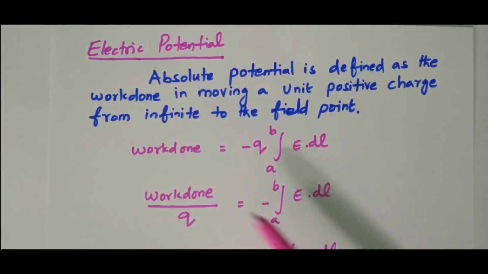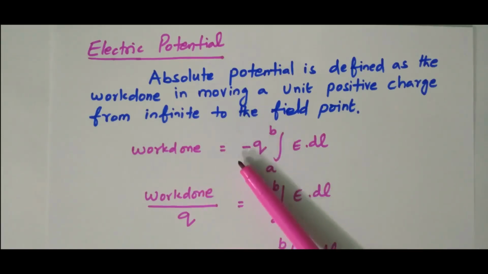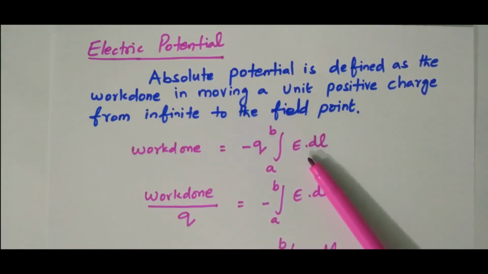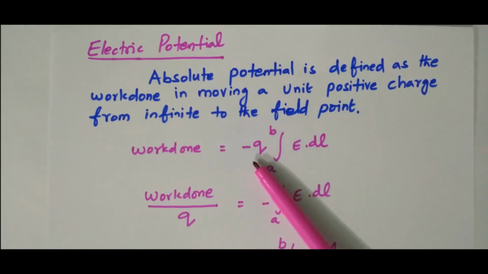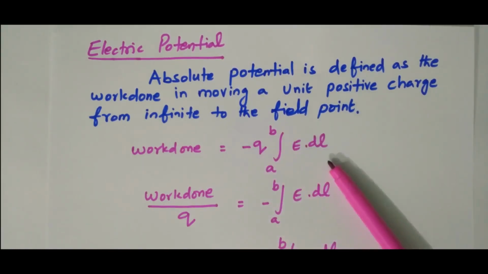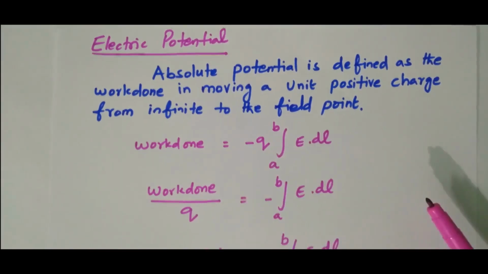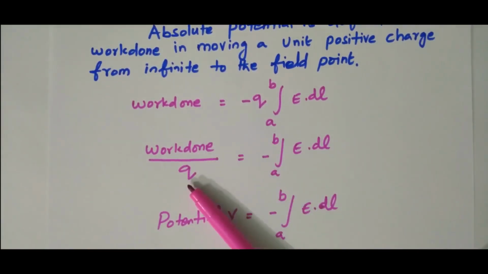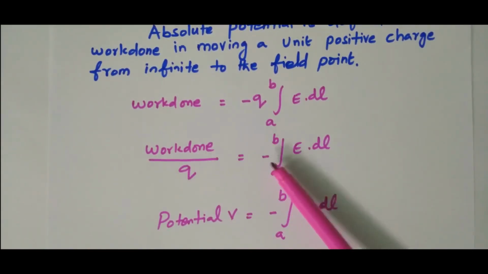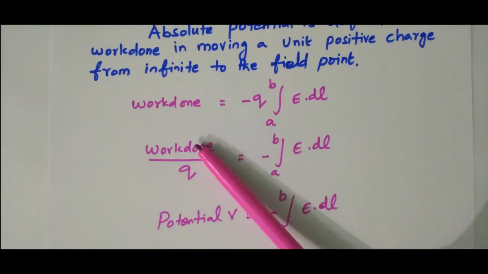Now we'll first write the work done. What is work done? Just now we discussed: minus q integral a to b E dot dl. Work done is nothing but minus q integral a to b E dot dl. Now bring this charge to the denominator. So work done divided by charge equals minus integral a to b E dot dl.